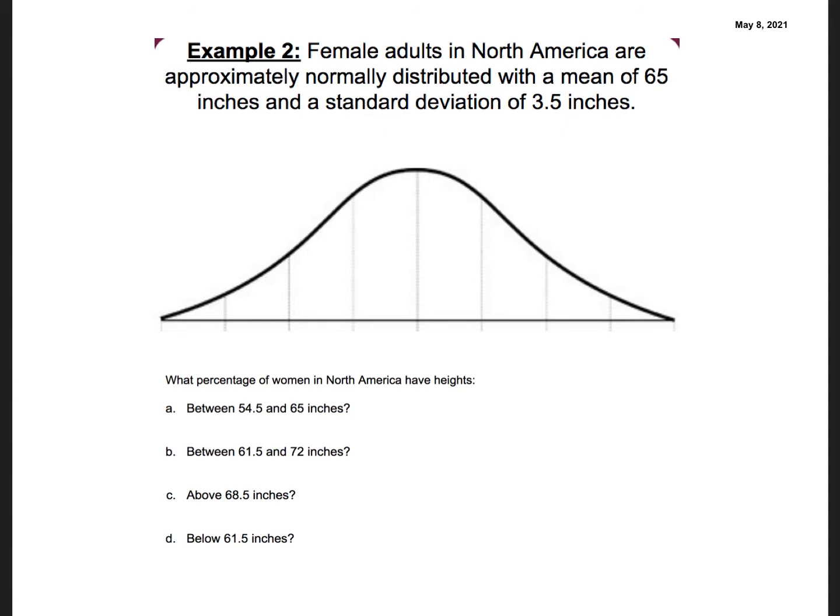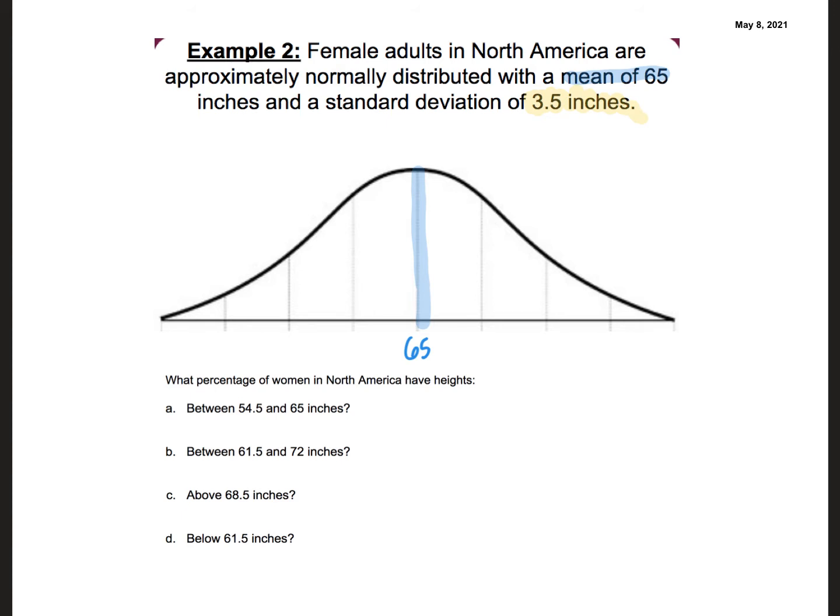So example 2 says female adults in North America are approximately normally distributed with a mean of 65 inches and a standard deviation of 3.5 inches. I feel like I missed a word there, but it's female adults' heights in North America. So we're talking about how tall they are. They tell me the mean is 65 inches. So that tells me right off the bat, right in the middle of my graph, we're going to have 65. And then they give us our standard deviation, which is 3.5 inches.